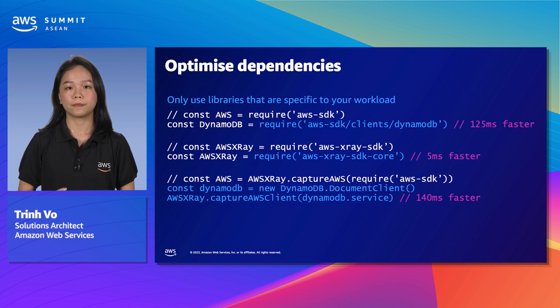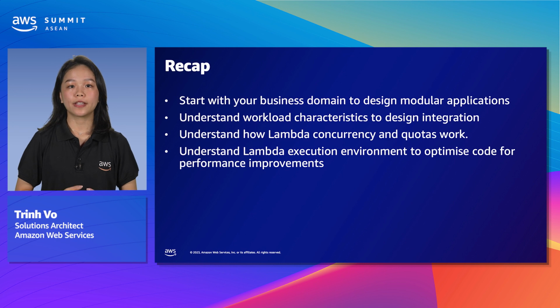Being more specific means the code references a smaller package, and it can be faster to initialize during the cold start. To recap, you can start designing modular applications by having a product mindset and focusing on your business domains. By understanding how the different domains in your business interact, you can implement the right integrations between the services. And by understanding how Lambda concurrency and cold starts work, you can start to optimize your code for performance improvements.